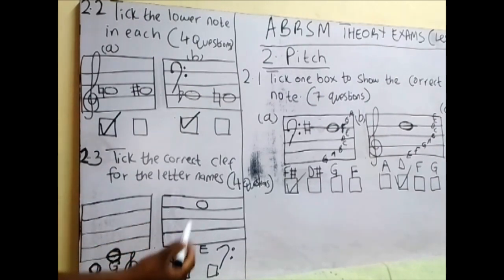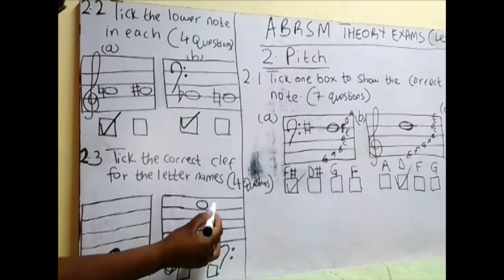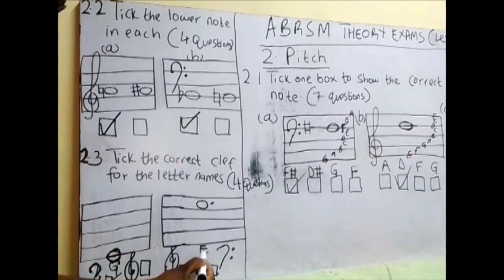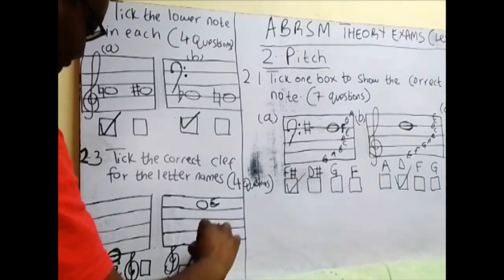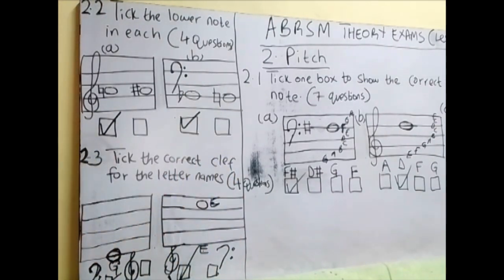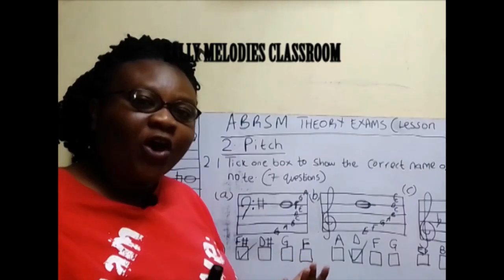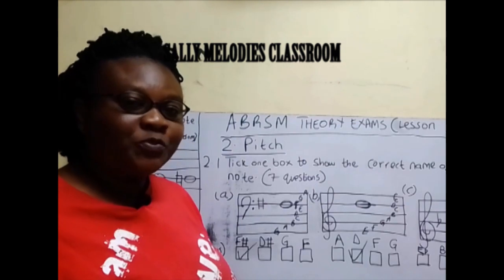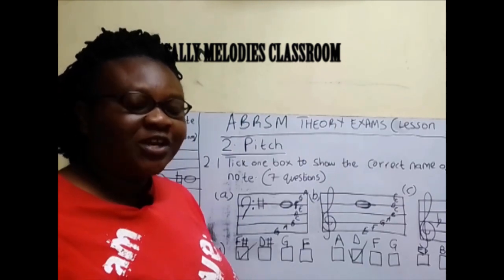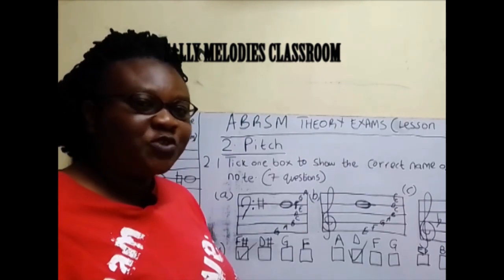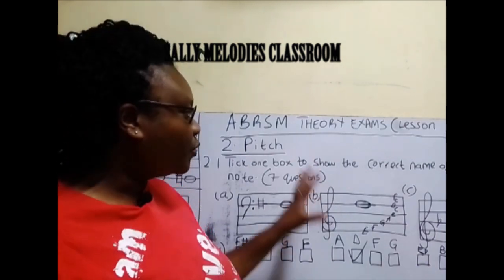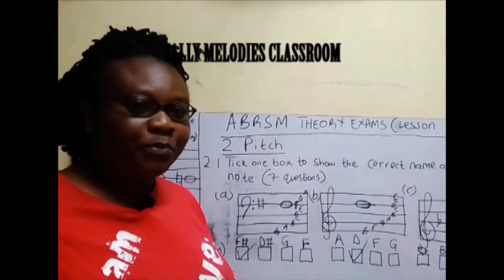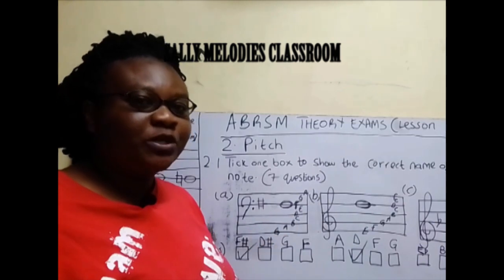And then you are given another one here. They are telling you that this note is E. They have given you this note as E. So this is the clef that you are going to tick. It's all about revision. You must revise. You must do a lot of revision. You must read your books. You must do research. The questions might be so simple, but they might also be twisted.